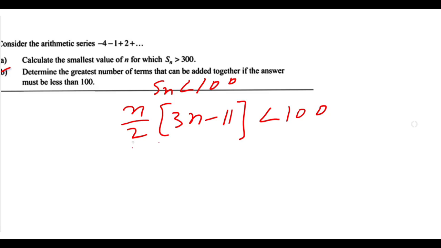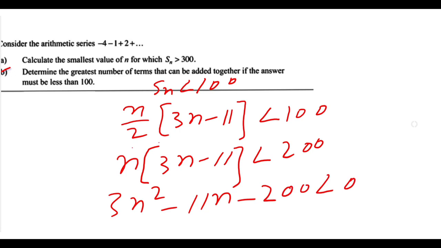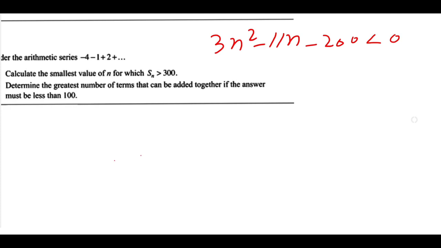Now we're going to multiply the whole expression by 2. So we're left with n times (3n minus 11), and this becomes 200. Multiplying by 2, n multiplies inside, this becomes 3n square minus 11n, and that 200 moves over to this side and becomes negative 200, less than 0. Now we're going to solve the quadratic equation. To find the critical values, solve the corresponding quadratic equation.